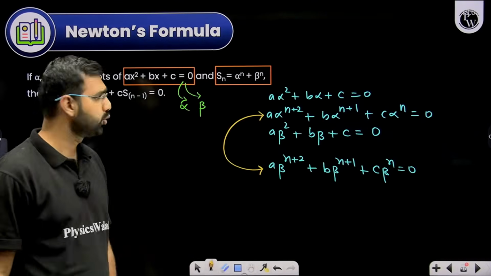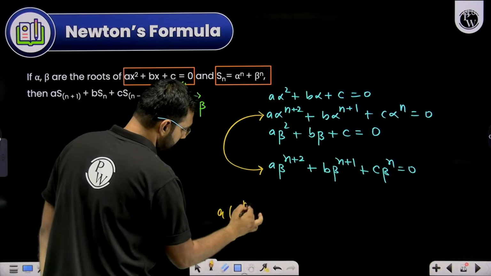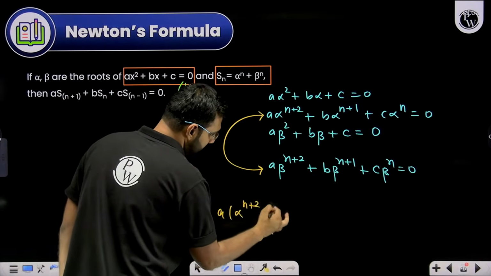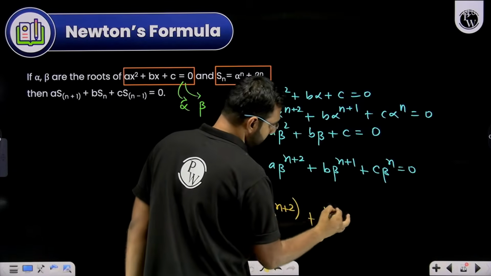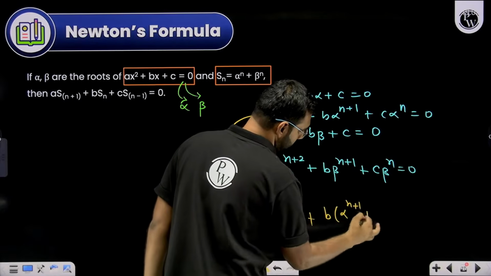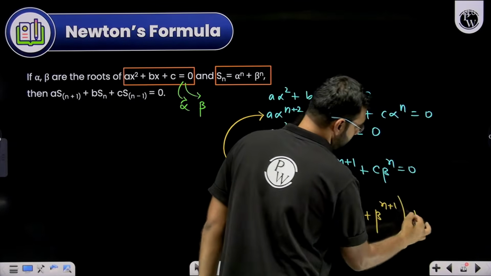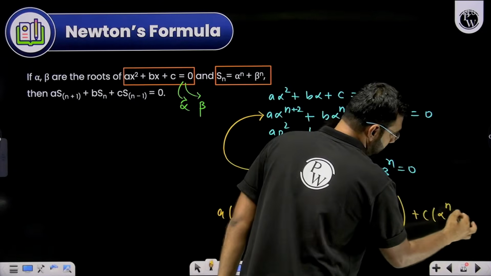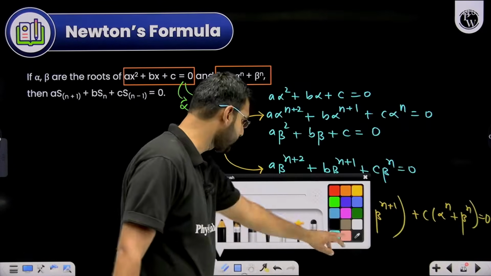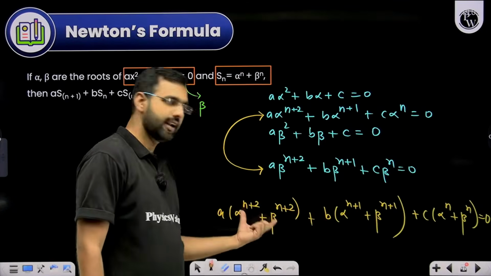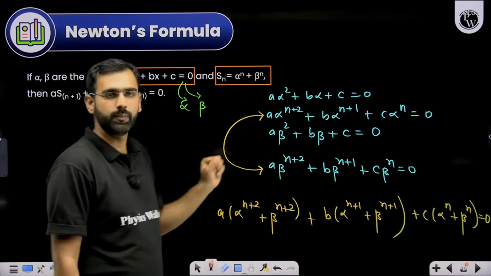If I'm adding both of these equations, a and a is taken common, so you're left with alpha to the power n plus 2 plus beta to the power n plus 2. Then plus b and b is taken common, then you're left with alpha to the power n plus 1 plus beta to the power n plus 1. Then c and c is taken common, there you are left with alpha to the power n plus beta to the power n is equal to 0. Now, are you not noticing that alpha to the power n plus 2 plus beta to the power n plus 2 is nothing but Sn plus 2? I hope you're getting it.